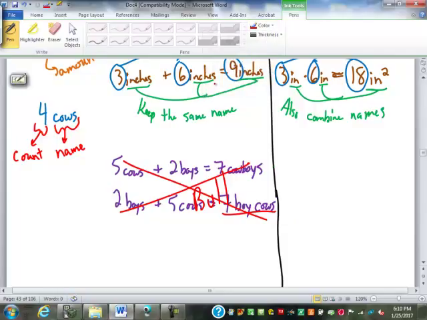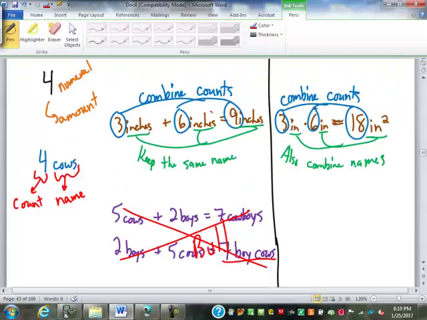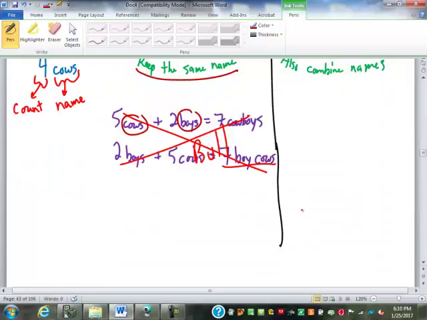The point is, when we add numbers, we're going to keep the same name, which implies that we had to start with the same name. We can't add cows to boys because which name do we keep? We have to have the same name when we add or subtract before we can combine the numbers.